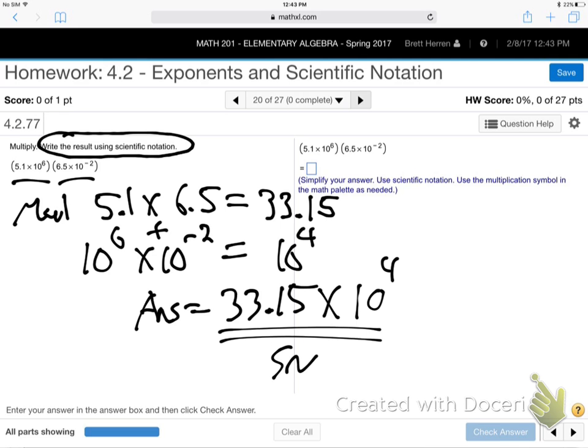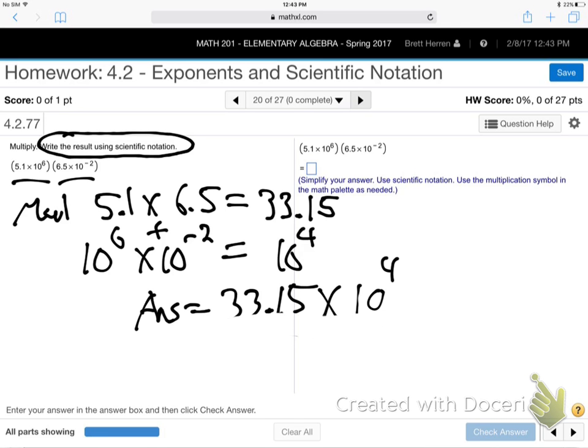Notice they asked me to write the result in scientific notation. Is this scientific notation? Not quite. Almost. What's wrong with it? Yeah, that decimal is supposed to be after the first digit. It's picky, isn't it? We multiplied it and it came out there, but you can fix it. That's a little tricky. So this is the right answer, except the decimal's in the wrong place.